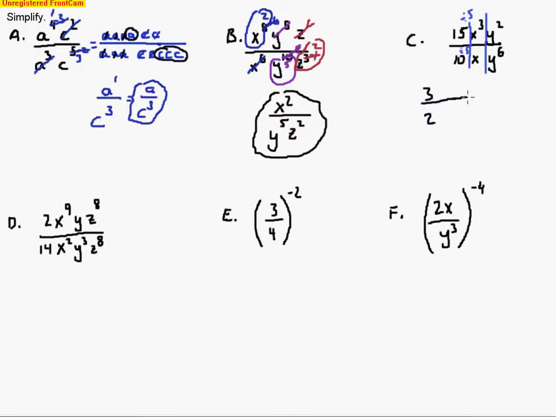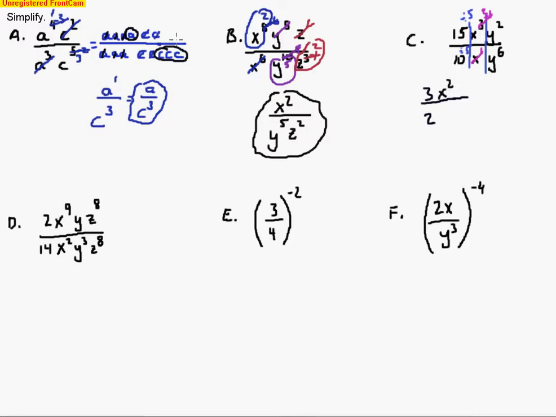Now I leave some room on this fraction bar because I'm going to have some x's and some y's left over as well. So let's take a look at the x's. So here I have 1 x on the bottom. That's going to cancel out 1 x on the top. And so what I'm left with is just 2 x's on top of the fraction. And so I can rewrite that as x squared right next to the 3.